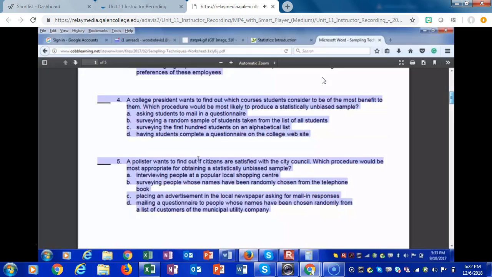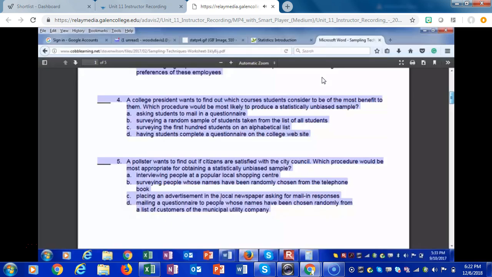A, interviewing people at the local shopping center. B, surveying people whose names have been randomly chosen. C, placing an advertisement in the local paper. And D, mailing a questionnaire to people whose names have been chosen randomly from a list of customers of the municipal utility company. Okay, first of all, we're not even talking about the municipal utility company, so we can definitely eliminate that.